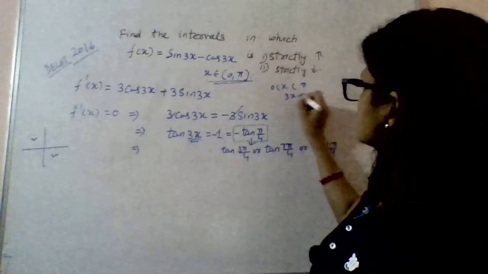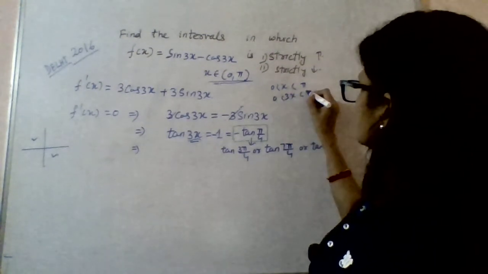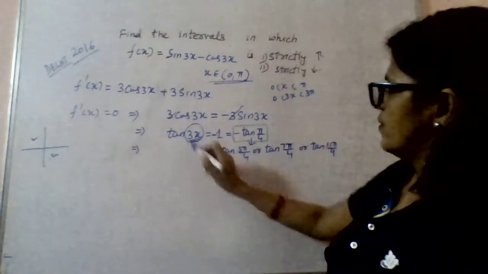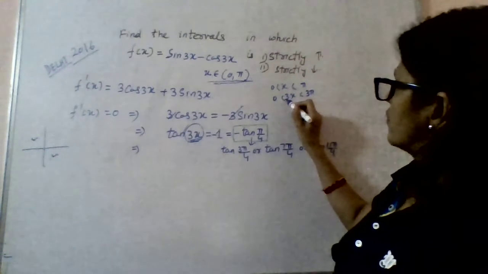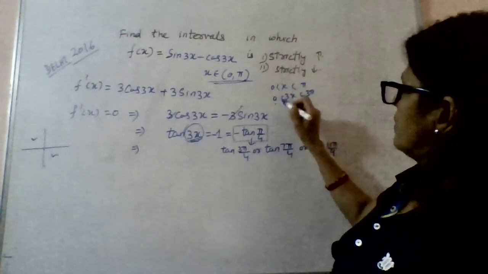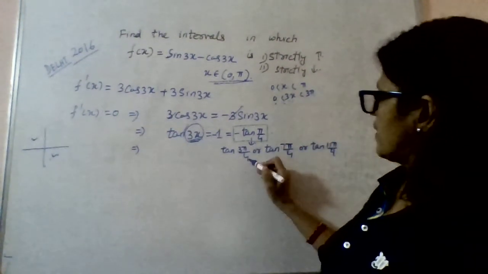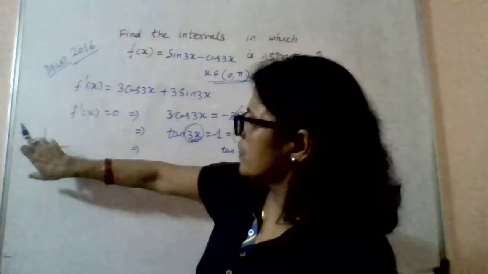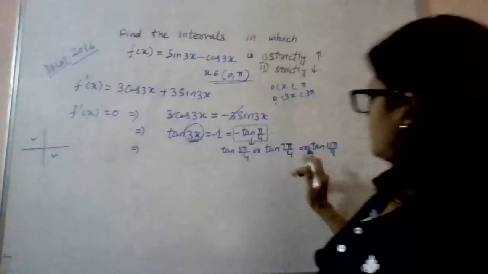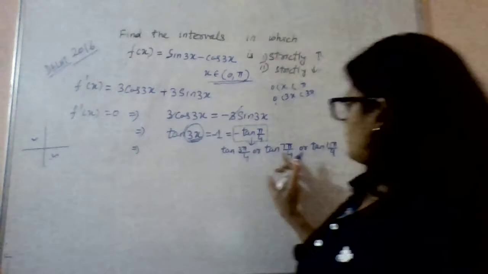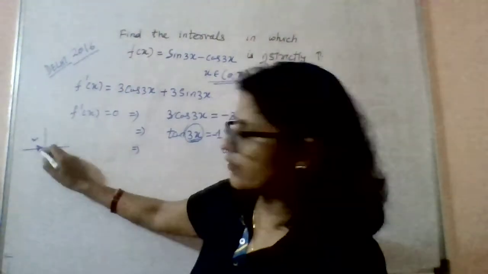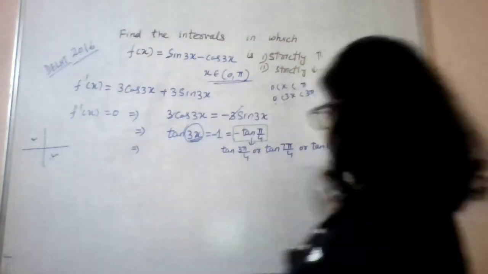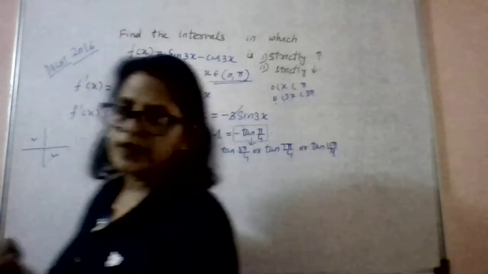So 3x is between 0 and 3 pi. Here we are taking the angle for 3x, so the range of 3x is between 0 and 3 pi. That's why we take the second quadrant, pi minus pi by 4. The fourth quadrant is 2 pi minus pi by 4. Again we go around, and here again we have 3 pi minus pi by 4. So you have 3 critical points now.